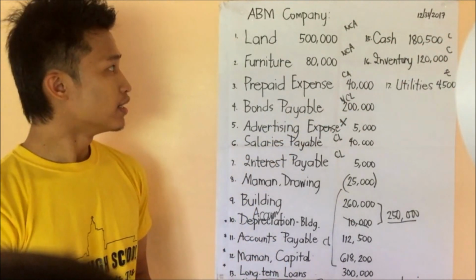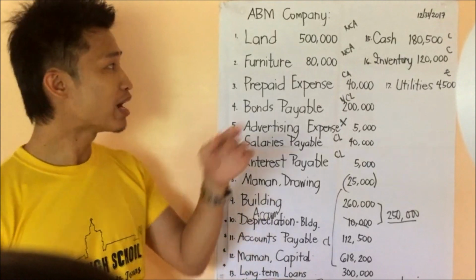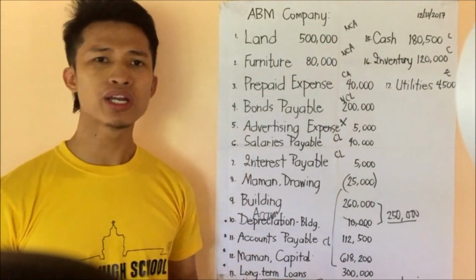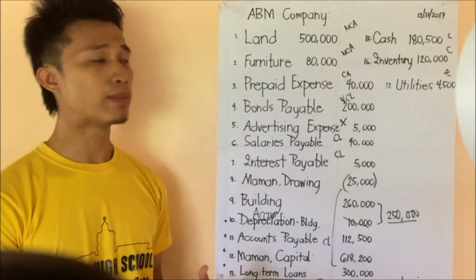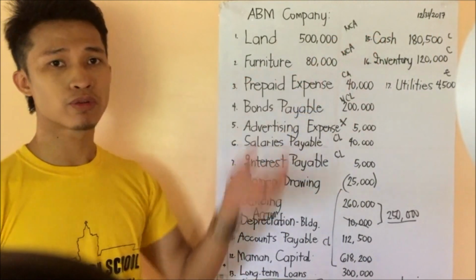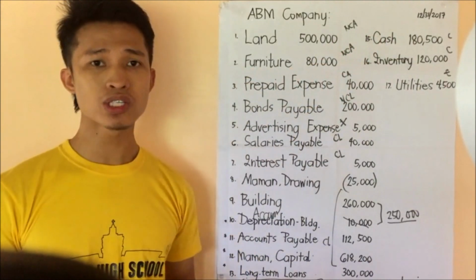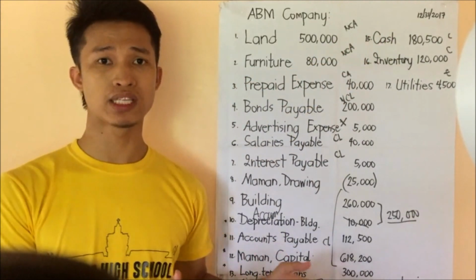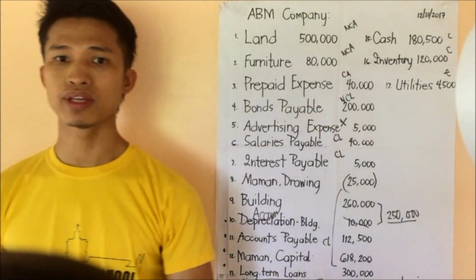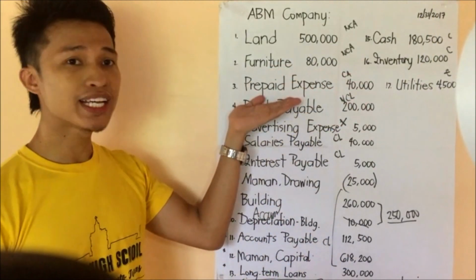Alright. Now we have the first account, we have land, 500,000. Since we're gonna use land for a long time, it's a non-current asset. Next is furniture. Of course, it will take 3 years or 5 years before we replace them, so it's also a non-current asset, 80,000. Next, prepaid expense.